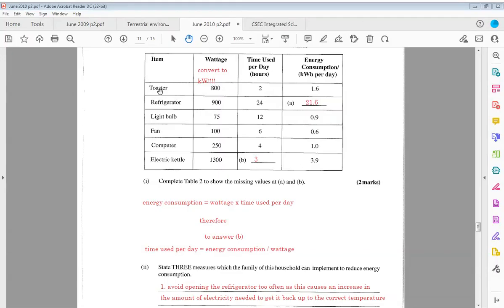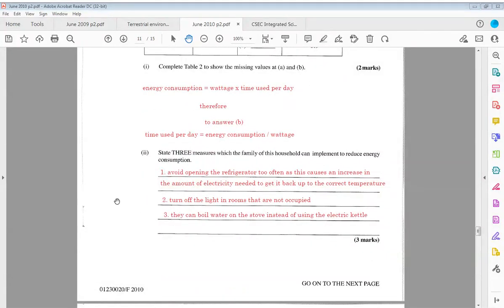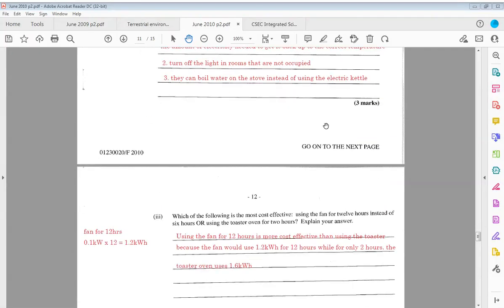So seeing that they didn't have a stove here, suggesting they don't have an electric stove, right? So they're using a stove that utilizes gas as the energy source. So they can boil the water on the stove instead of using the electric kettle, because we're talking about reducing energy consumption here, in terms of the electricity, right? Any other one that you think could be added, you can put that as well.